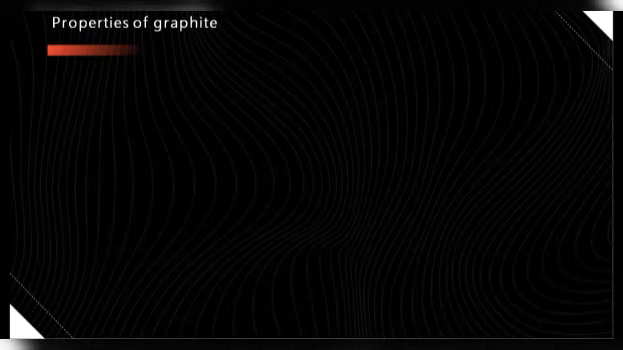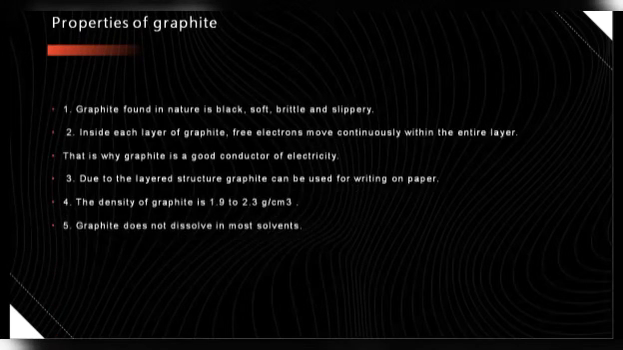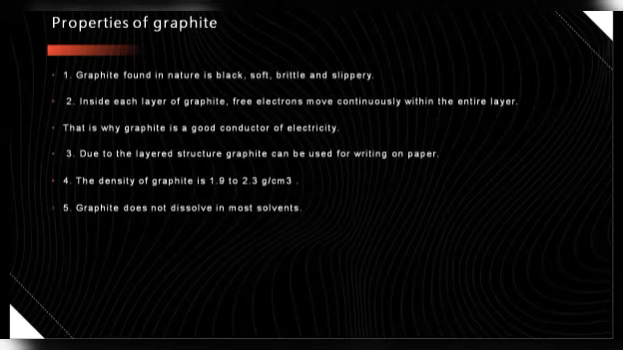Properties of graphite are: graphite found in nature is black, soft, brittle and slippery. Inside each layer of graphite, free electrons move continuously within the entire layer. That is why graphite is a good conductor of electricity. Due to the layered structure, graphite can be used for writing on paper. The density of graphite is 1.9 to 2.3 grams per centimeter cube. Graphite does not dissolve in most solvents.